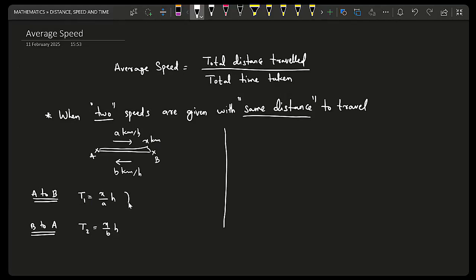Now we can calculate the total time. What is the total time? Total time is t1 plus t2. That is x by a plus x by b. Okay, this is going to be the total time.